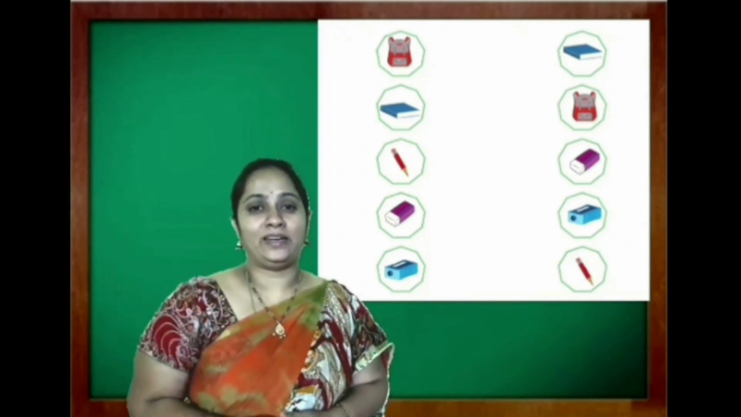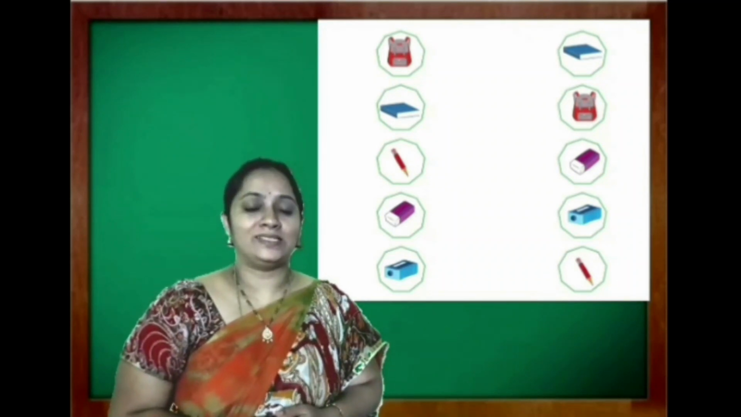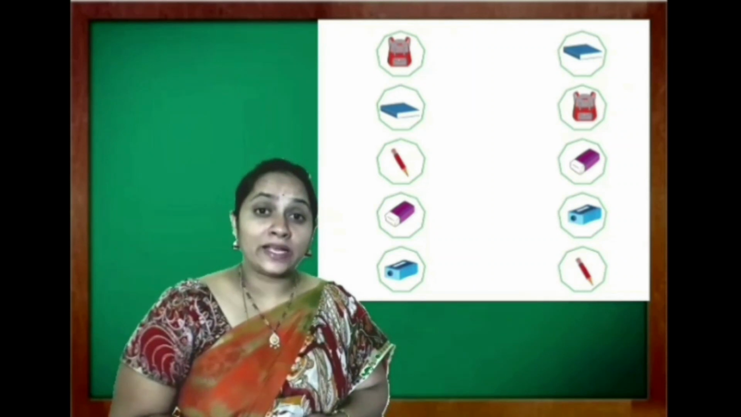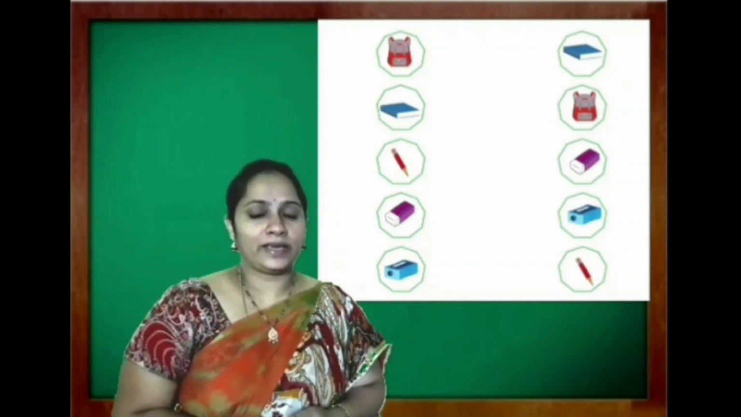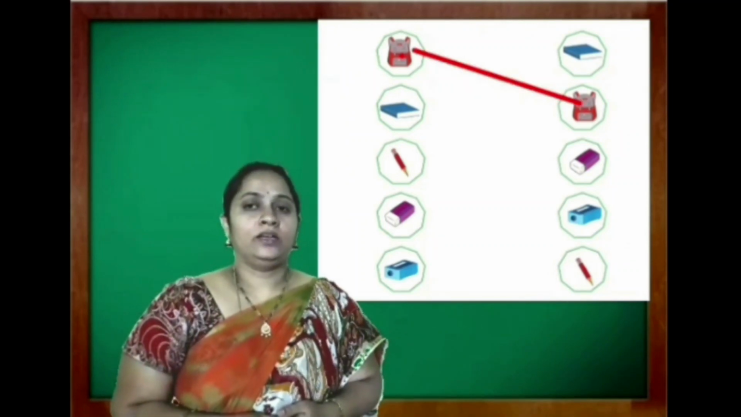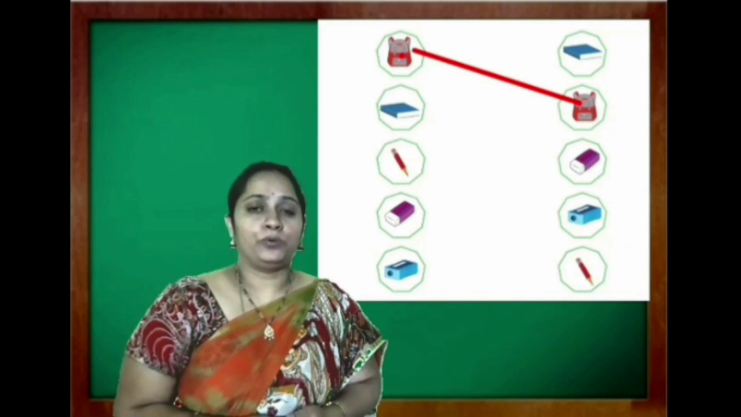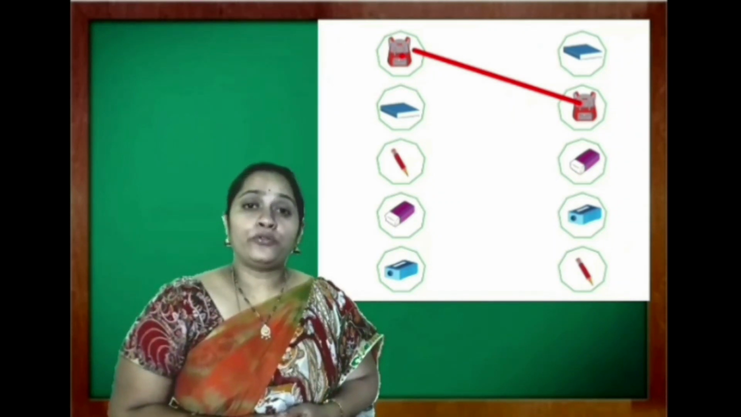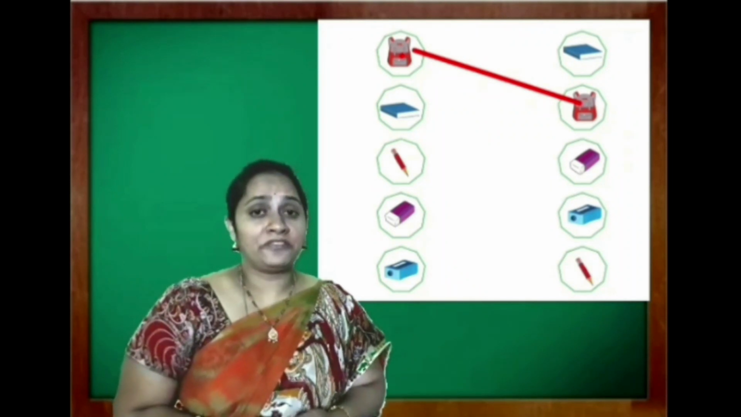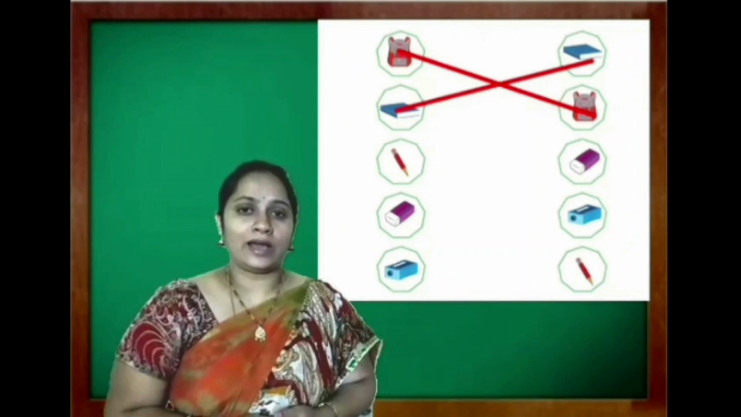Yes, we can. Can you say which object is given in first column? Yes, it's a bag. Children, can you find where is bag in second column? Yes, it is there. So match them with a line. Now, which is the second object in first column? Book. So, can you find a book in second column? Yes, it is there at first in second column. So, match the two books with a line.